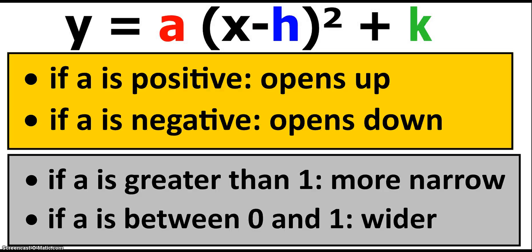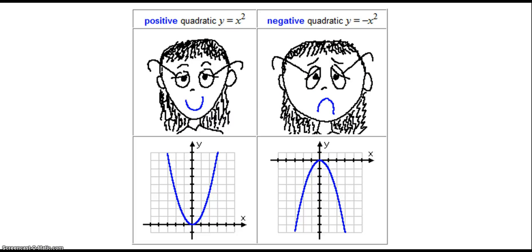As a refresher, if the number out front, my a, my leading coefficient, is positive, it will open up. If it is negative, it will open down. Now, if a is greater than 1, it becomes more narrow. And if a is between 0 and 1, it is wider than normal. Remember that a positive quadratic opens up and a negative quadratic opens down. I always remember this like if you're a negative person, you seem to frown more, and a positive person smiles more.